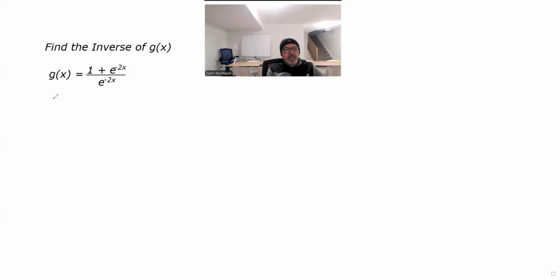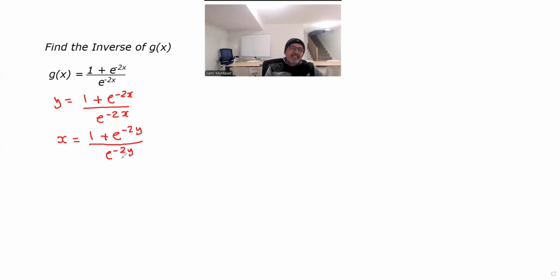We're going to start off with changing this equation to y equals (1 plus e to the negative 2x) all over e to the negative 2x. Now, when we're finding the inverse, we change y to x and both of these x's to y. So we're going to rewrite this as x equals (1 plus e to the negative 2y) all over e to the power of negative 2y.